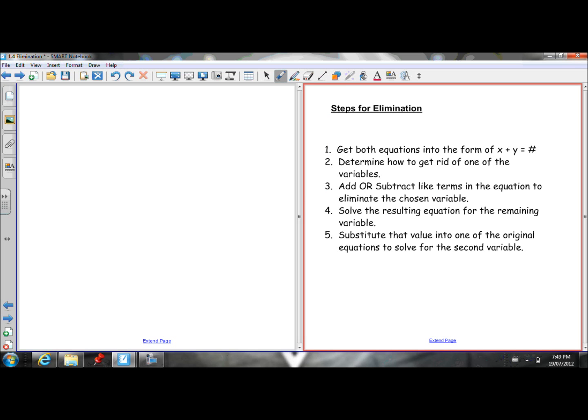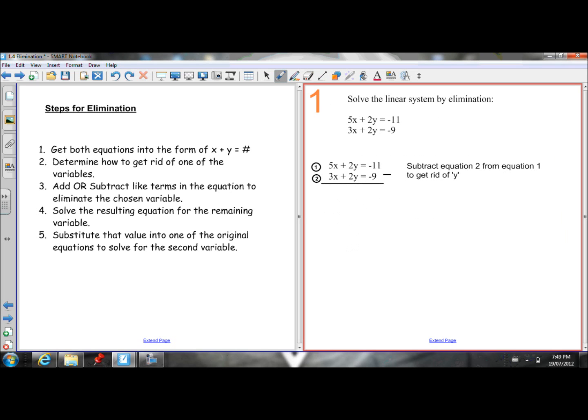Now you'll see how we're going to use that to help us use the method of elimination to find a point of intersection. So here's the steps for elimination. First thing you do, this is just to help organize our collecting of like terms when we're adding and subtracting: get both equations in the form x plus y equals a number. So have x and y on one side of the equation, and the constant on the other side. You then determine how to get rid of one of the variables. That's why it's called elimination. We want to eliminate it.